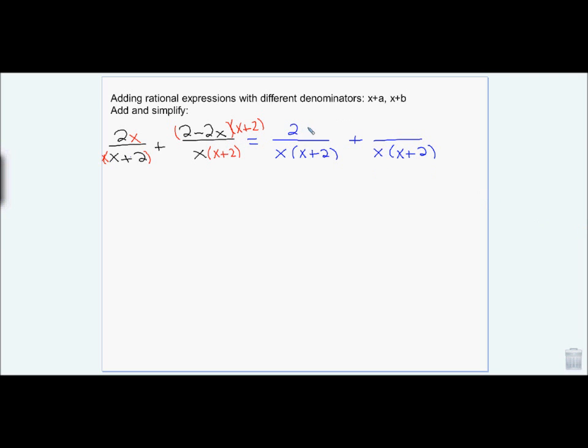So this gives me a numerator of 2x, and then I'm going to come over to the side here in order to FOIL this numerator. So I first, outside, inside, and last, which gives me negative 2x squared minus 2x plus 4.